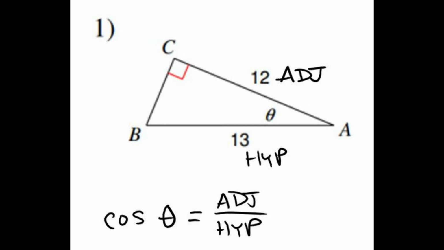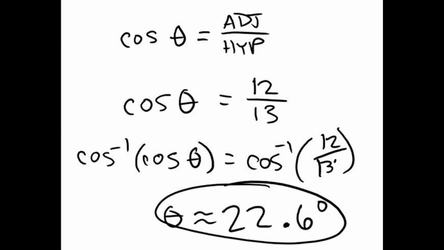So we set it up. I wrote it out: cosine of theta equals adjacent over hypotenuse. I plug in the 12 in the right spot and 13 in the right spot. From there, a lot of people get confused on what to do. To get rid of the cosine of theta and have just theta, which is what I'm looking for, I'm going to do the inverse cosine of both sides. Inverse cosine and cosine cancel each other out, and I'm left with just theta on the left side.